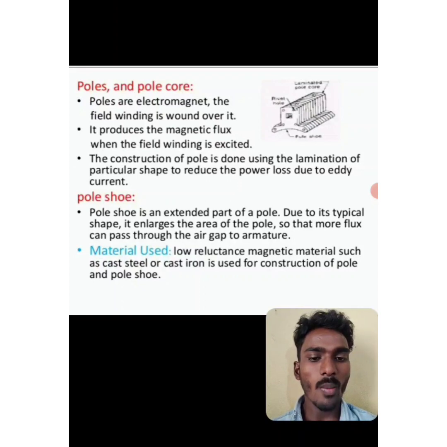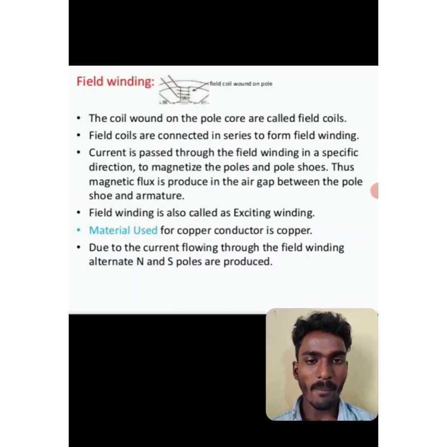Pole shoe. Pole shoe is an extended part of a pole due to its typical shape. It enlarges the area of the pole so that more flux can pass through the air gap to the armature. Material used: low reluctance magnetic materials.